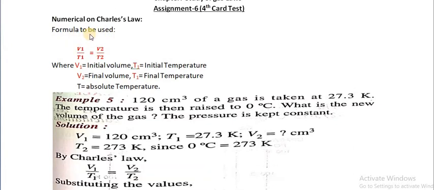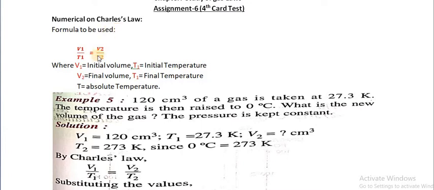The formula that we'll be using will be this one: V1 by T1 equals V2 by T2. In Charles' law, you have to keep in mind that pressure remains constant, whereas in Boyle's law, temperature remains constant. That will help you distinguish which equation to use. If the temperature is constant, you need to use Boyle's law equation, and if pressure is constant, then you need to use Charles' law equation.